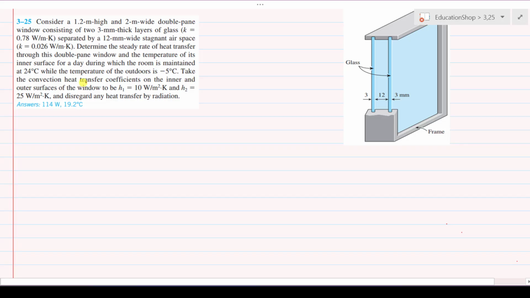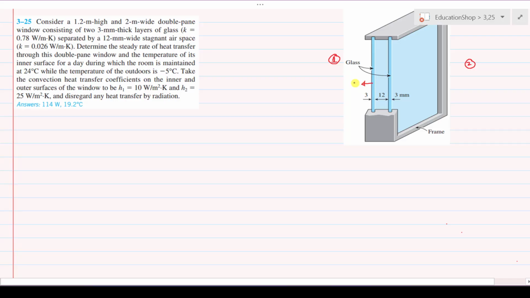Take the convection heat transfer coefficients on the inner and the outer surface of the window to be h1, that is 10 watt per meter square Kelvin, and h2, that is equal to 25 watt per meter square Kelvin. Disregard any heat transfer by radiation. This is the inside, this is the outside of the window.